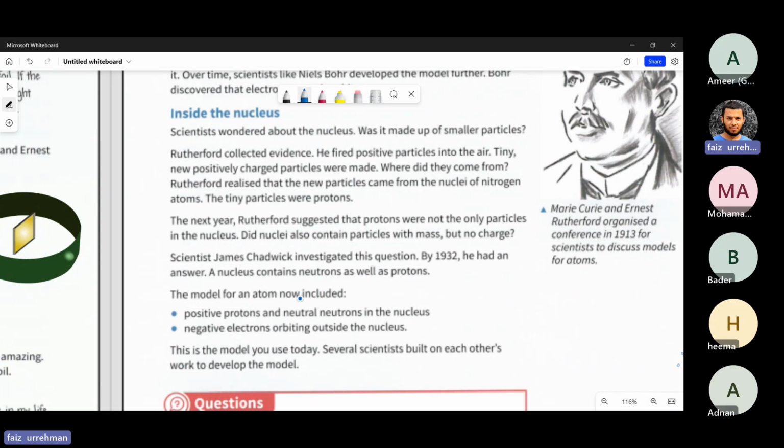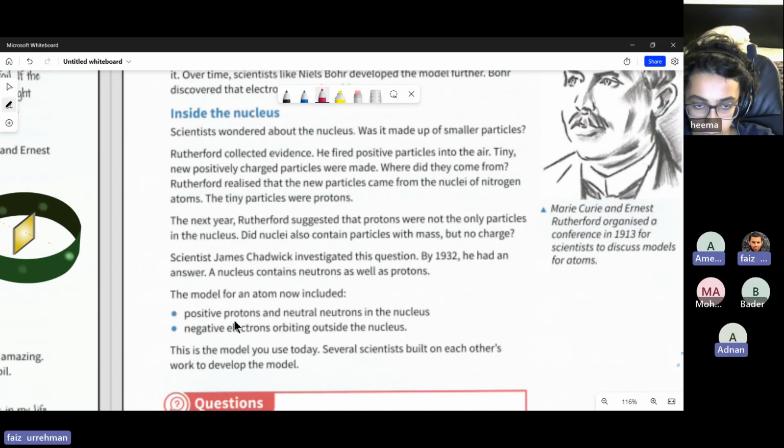The model of an atom now included, so what are the improvements by James Chadwick? The positive protons and neutrons in the nucleus. This is good. They are telling us that the protons are positive and the neutrons are neutral, which is good. And what is the second thing they are proposing? Negative electrons orbiting around the nucleus, which is good. So this is like the model till today.